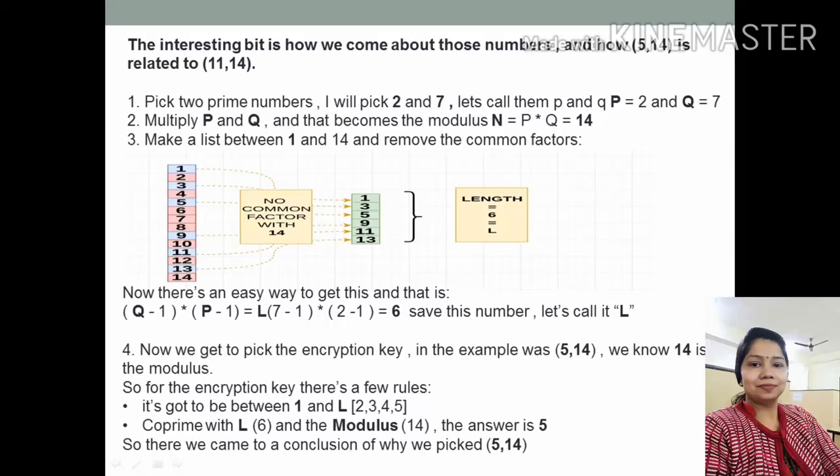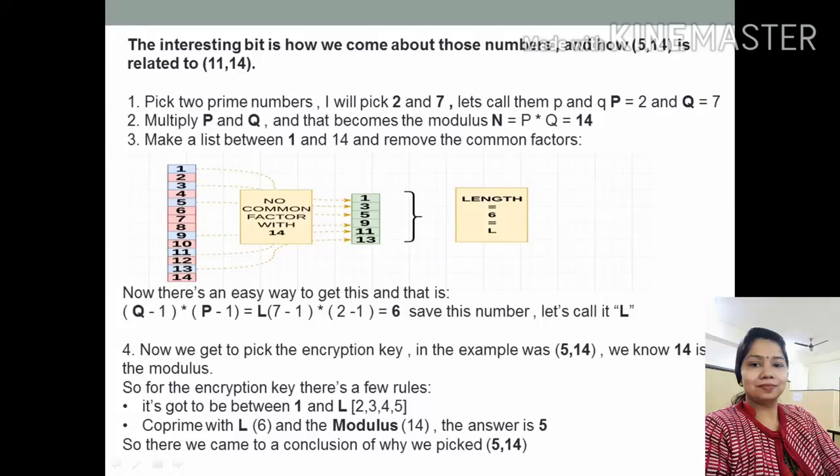Now in this example, we are going to evaluate the values of the encryption and decryption keys. As I have told earlier, we take two prime numbers. Here it is shown that we have taken 2 and 7. 2 is a prime number and 7 is also a prime number. Let's call them p and q, and then multiply p and q to make the value of n, that is 14.